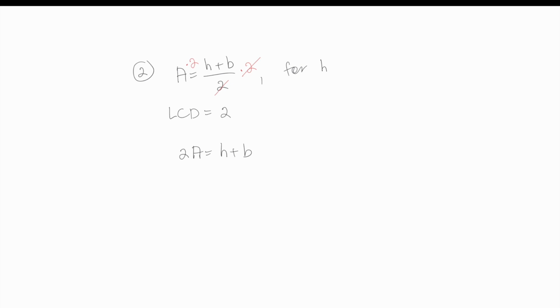I still want my h by itself, so I need the b to go to the left. B is added to h, so on the left I will be subtracting it. So on the left I now have 2a minus b, and on the right I have my h. And now we're done. H is 2a minus b. Let's look at the next example. So here's problem number 3.